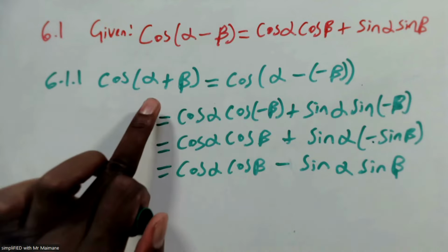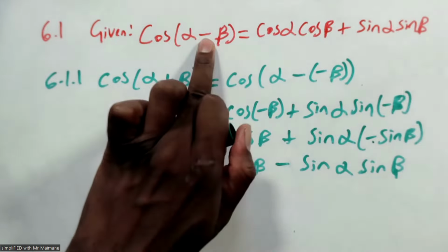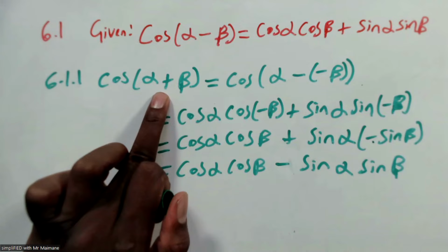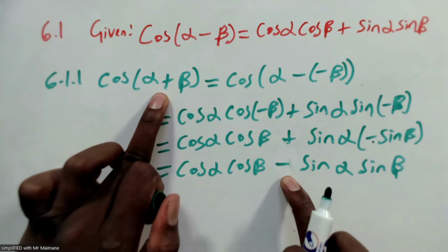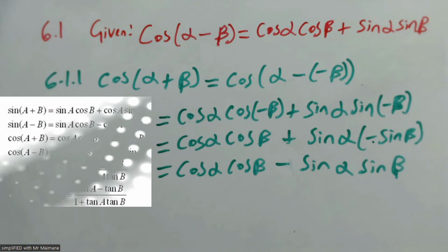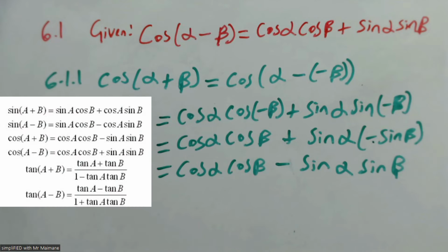Like I said when I started, you must note that when it's a negative here, it becomes a positive here, and when it's a positive here, it becomes a negative here, as also proven in the table of identities of our compound angles, which is given like this.